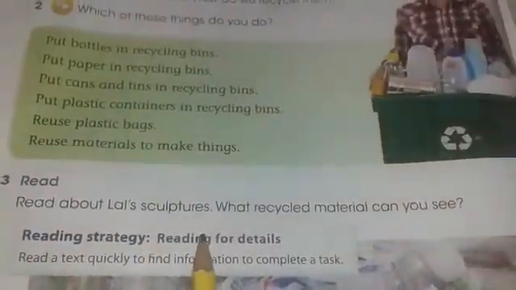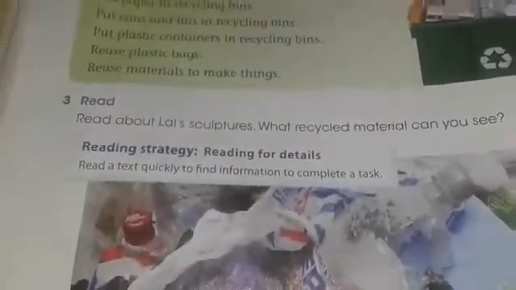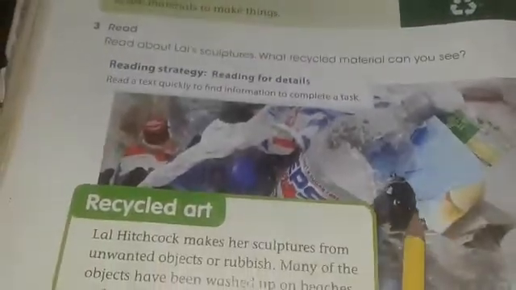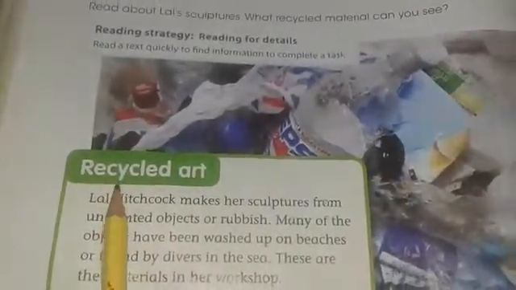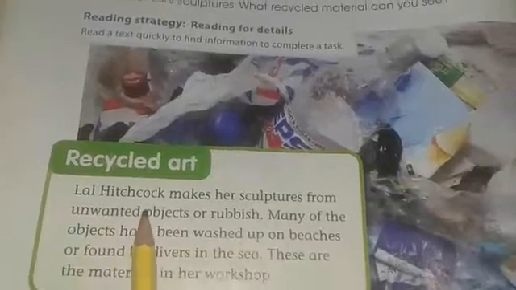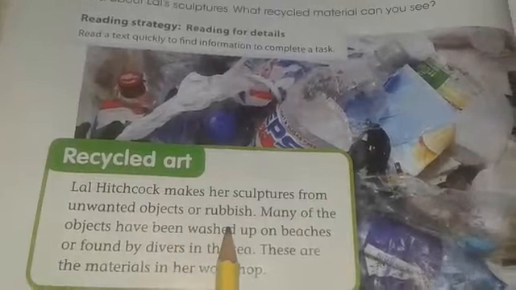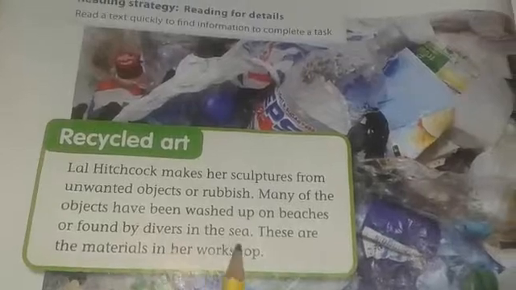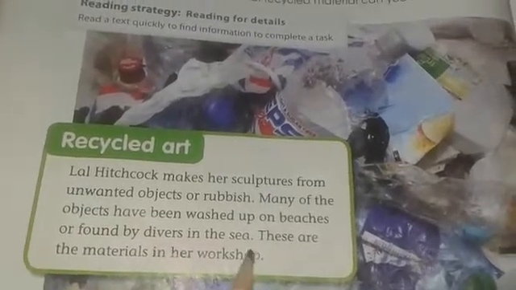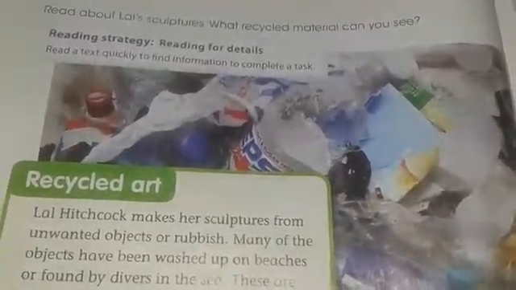The next one is read. Read about Lal's sculptures. What recycled material can you see? Here they have given you a picture, right? Here a person called Lal has collected all the wastage, right, to make something better. Recycled art. Lal Hitchcock makes her sculptures from unwanted objects or rubbish. Many of the objects have been washed up on beaches or found by divers in the sea. These are the materials in her workshop. She has taken all the rubbish and she has made something better.